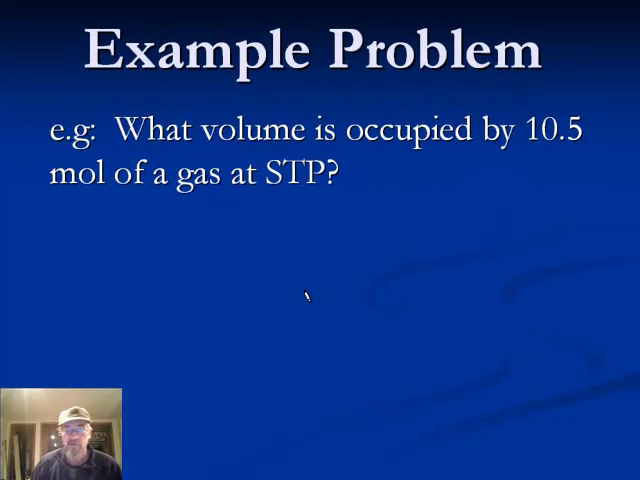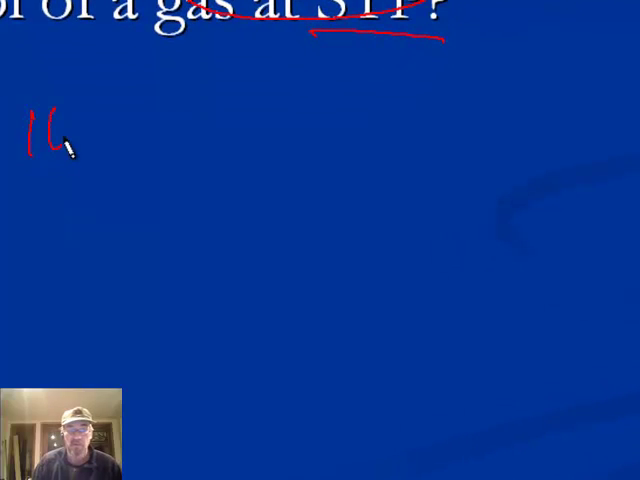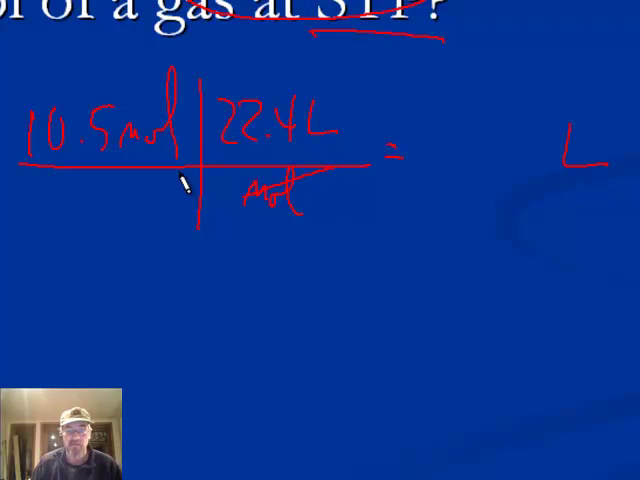There's another problem that asks us to work the question the other way. What's the volume? You're trying to find volume. It's at STP, so we know that every mole is going to take up 22.4 liters. So we start out with 10.5 moles. Now we multiply by 22.4 liters per mole. And this is going to give us volume in liters. And that number, if you do the arithmetic, is 235 liters.